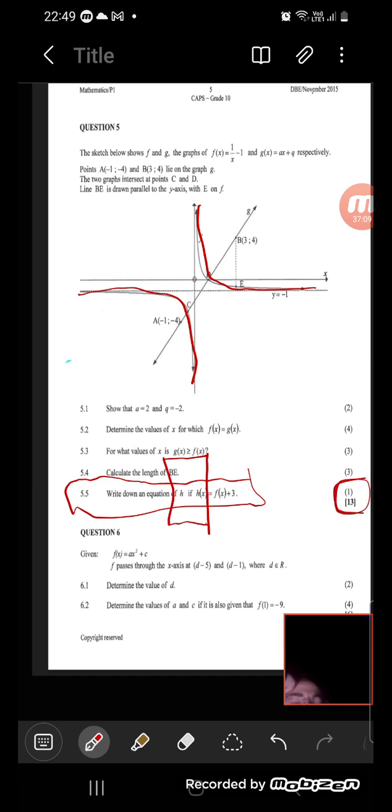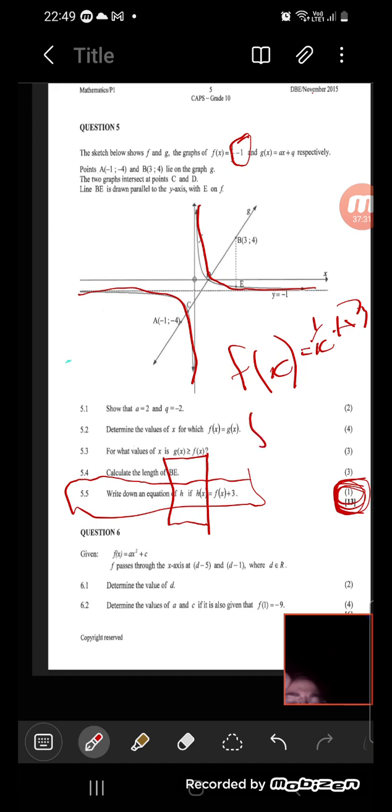Can you see that this is only 1 mark? It means you don't have like 100 calculations. This has been moved down by 1. What do I do? I add 3 to this. f of x is equal to 1/x minus 1 plus 3. That's how easy it is.